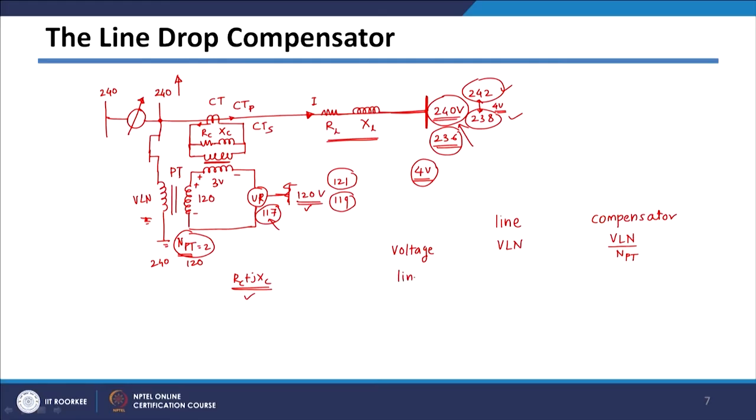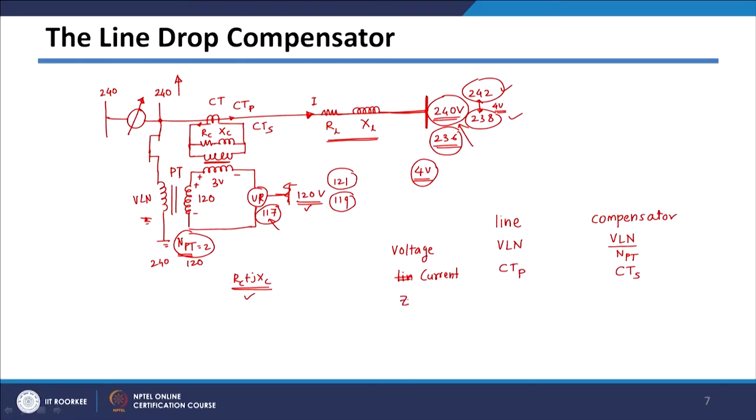Then base current. So, current in the line circuit is nothing but CT primary, whatever CT primary rating is there, it is actually the base current for the primary circuit, and then the base current for the secondary circuit will be just CTS, because it is the rating of the secondary side of this CT which is inside your compensator circuit.